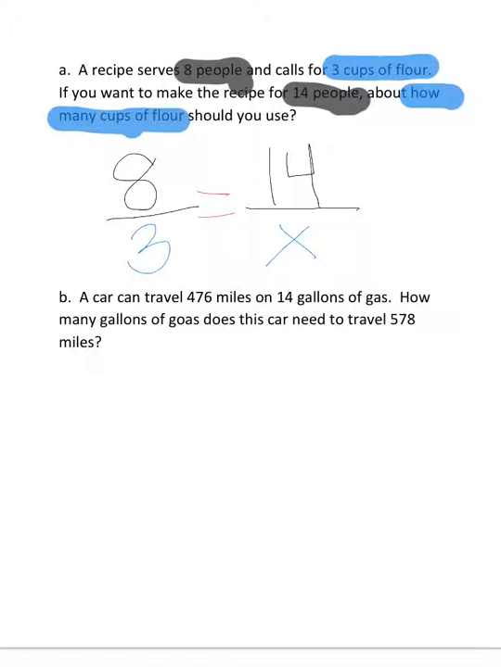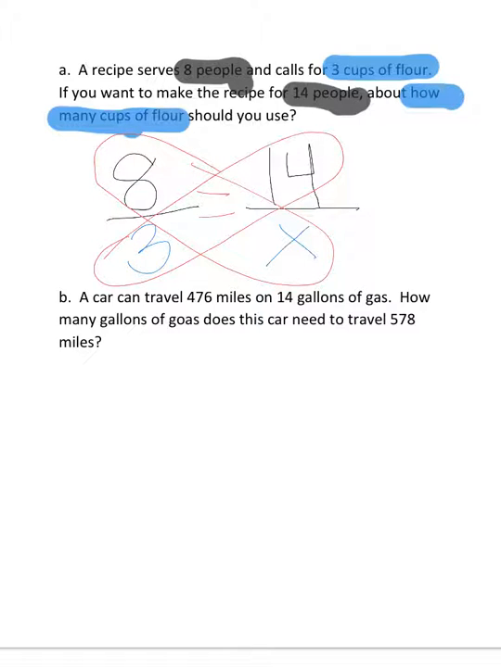So our next step is to cross multiply. So I'm going to circle an oval around the 14 and the 3 because they're diagonal from each other. And then I'm going to circle the 8 and the X because they're diagonal to each other.